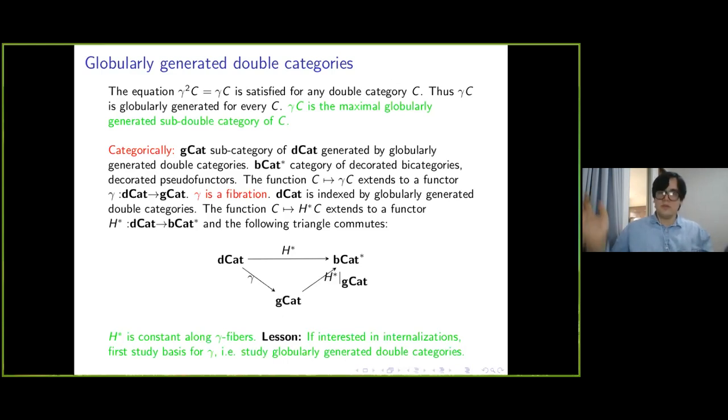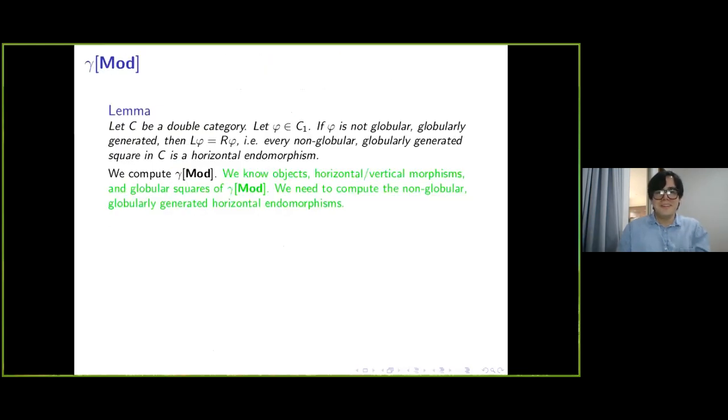That is, we should study globularly generated double categories. I hope I convinced you of this. This is just to convince you that globularly generated double categories are somewhat interesting. Sometimes it seems like this globularly generated condition is almost trivial, but it's not. It's very delicate. To prove this, I made this computation of the globularly generated piece of bracketed mod.